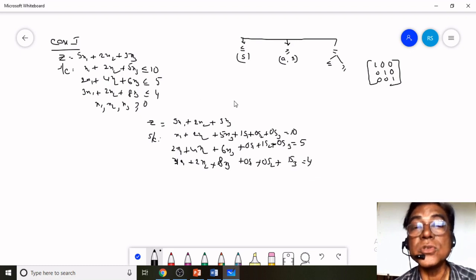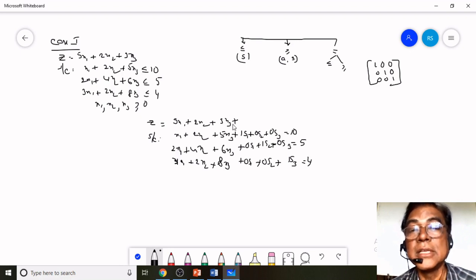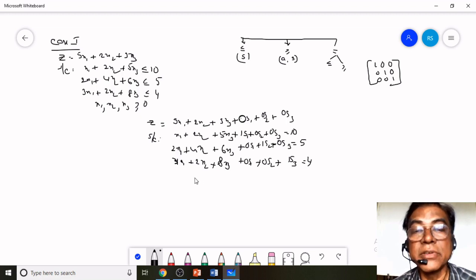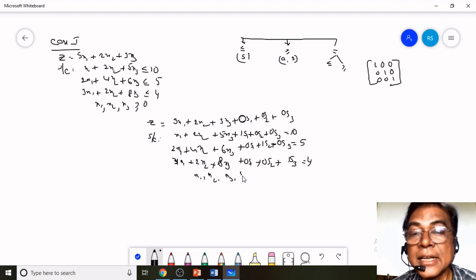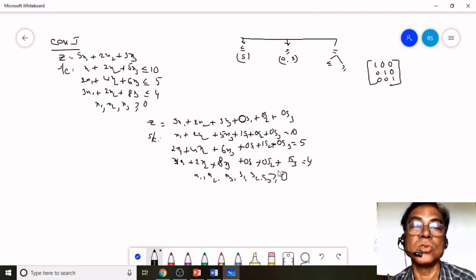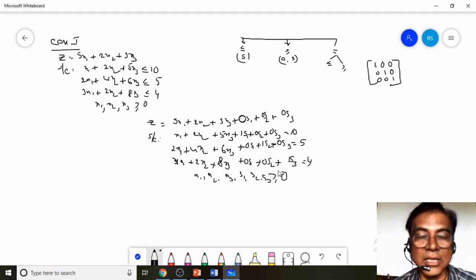Now come to how to introduce the objective function value also. The coefficients of the slack variables in the objective are all equal to 0, so 0 S1 plus 0 S2 plus 0 S3. Now the last condition: what are the variables here? x1, x2, x3, and S1, S2, S3 greater than or equal to 0.